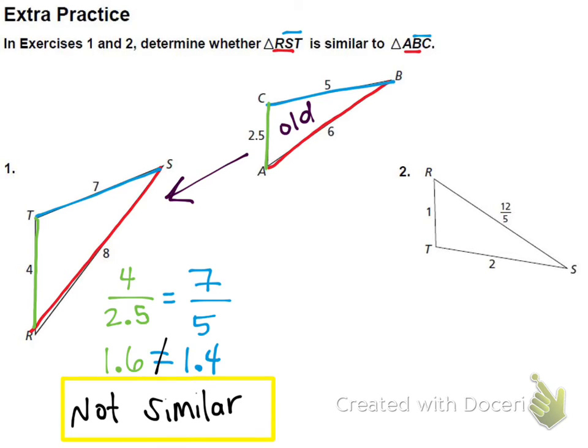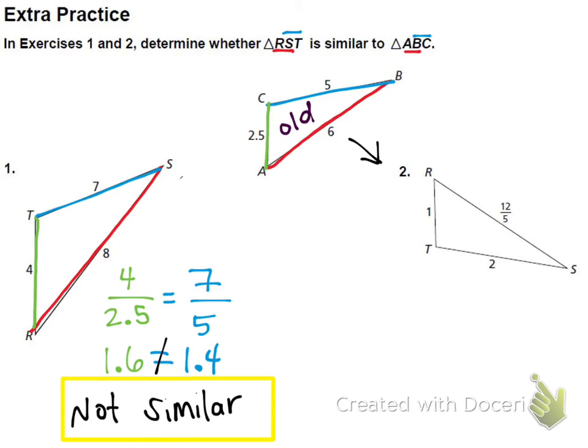You can write the statement and put a slash through it if you want. Some people do that. All right, and then the last one on this page, the last one we're going to do that's like this, we're going to see if ABC was turned into RST.